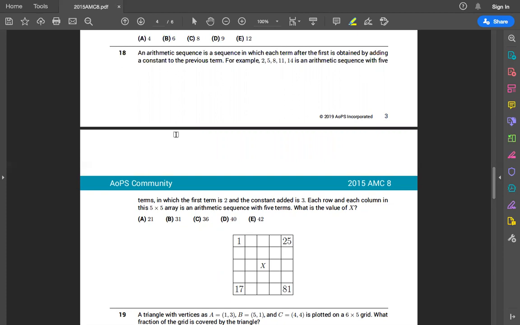We have this magic square, so to speak, and we're told what an arithmetic sequence is. It's where every term after the first is obtained by adding a constant to the previous term. They give us an example here: they start with 2 and then add 3 for every term after. We were told that every row and column in this 5x5 array is an arithmetic sequence with 5 terms. We want to find the value of x.